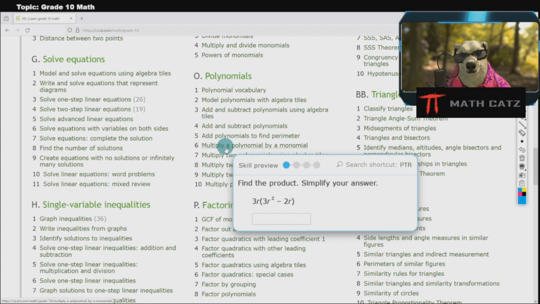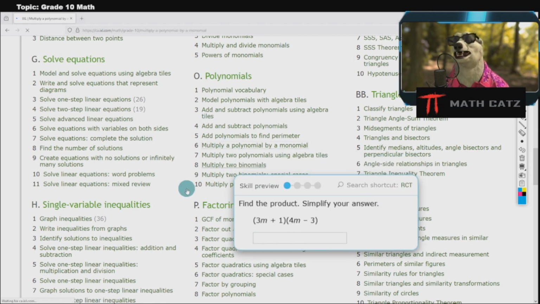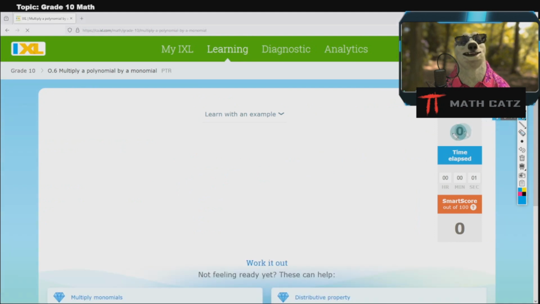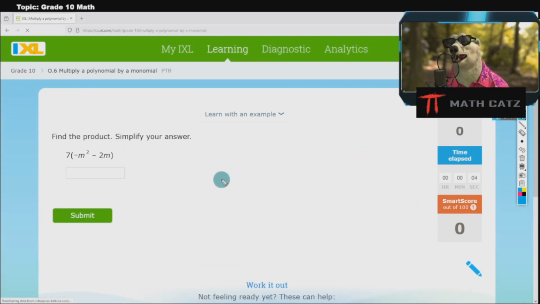I think it's this one. Yes. Go. Load. There we go. Come on. Slow loading. Wow.